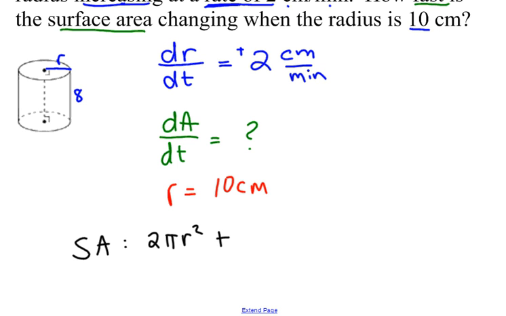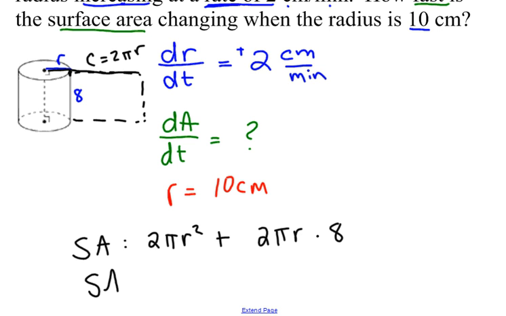And then we need the lateral face. And if you think about pulling this apart here, you're going to have a rectangle with height of 8. And this length here will be the circumference. And so we know that the length of our rectangle is 2 pi r, and the height of our rectangle is 8. So therefore, our surface area formula that we're going to be dealing with is going to be 2 pi r squared plus 16 pi r.